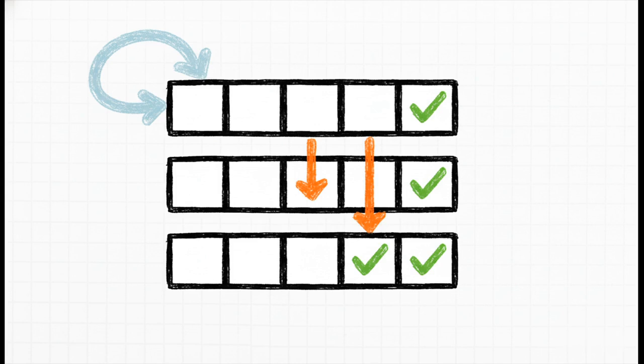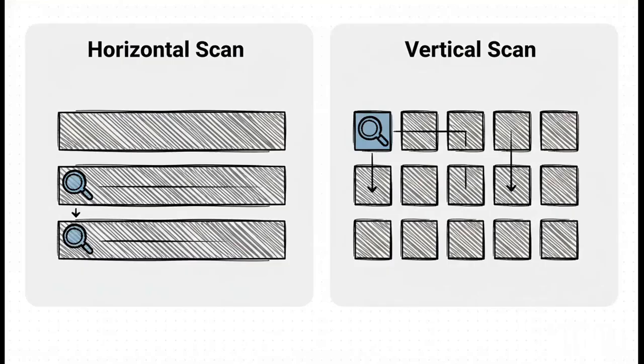The instant that vertical check fails, we break out and we have our answer. So let's put these side by side so it really clicks. The horizontal scan is word by word. It has to fully compare flower and flow before it even thinks about looking at flight. But the vertical scan, it's column by column. It checks all the first letters, then all the second letters, and so on. This simple difference is what makes it so powerful.